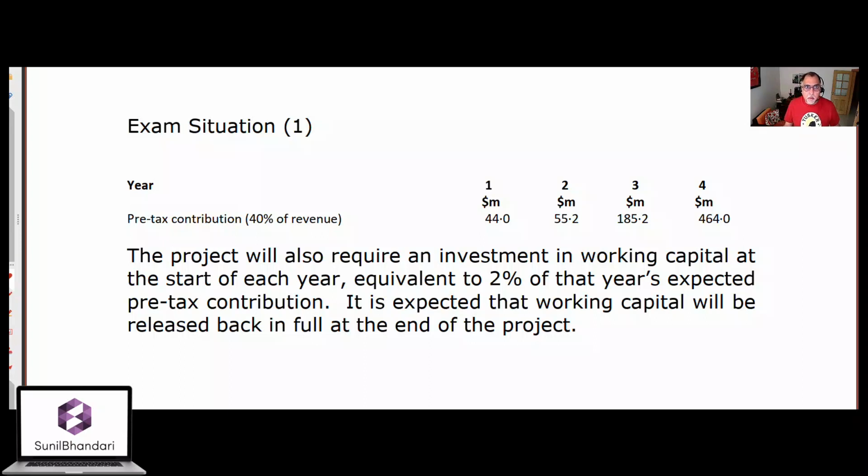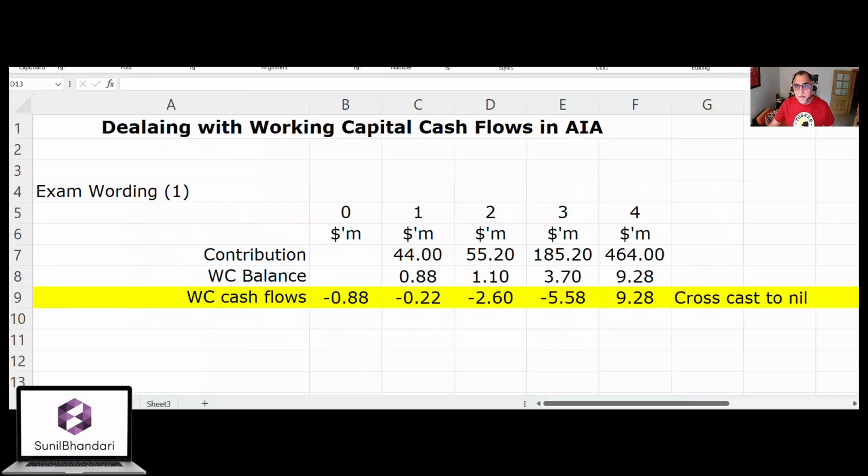Start of year 1 is year 0. Start of year 2 is year 1. Start of year 3 is effectively year 2. Yeah? To be equivalent to 2% of that year's expected pre-tax contribution. It is expected that the working capital will be released back in full at the end of the project. Okay, so let me go into my spreadsheet here and show you how I would deal with that particular scenario.